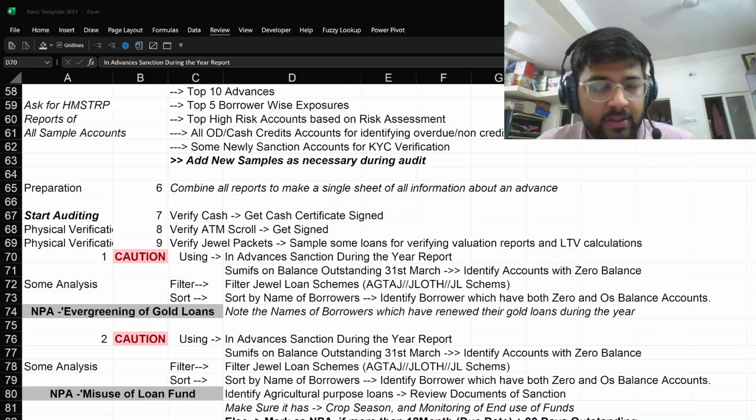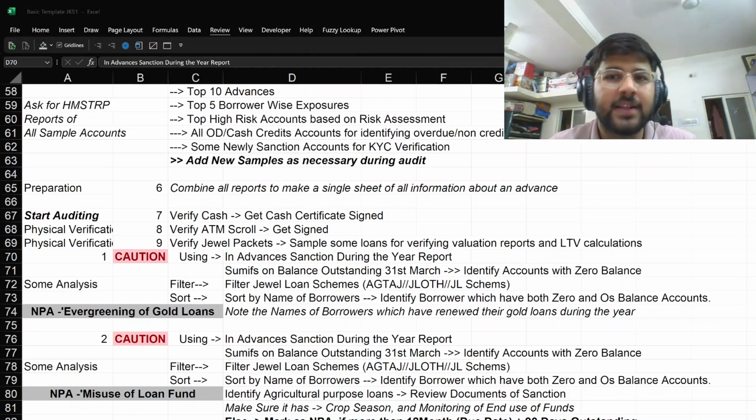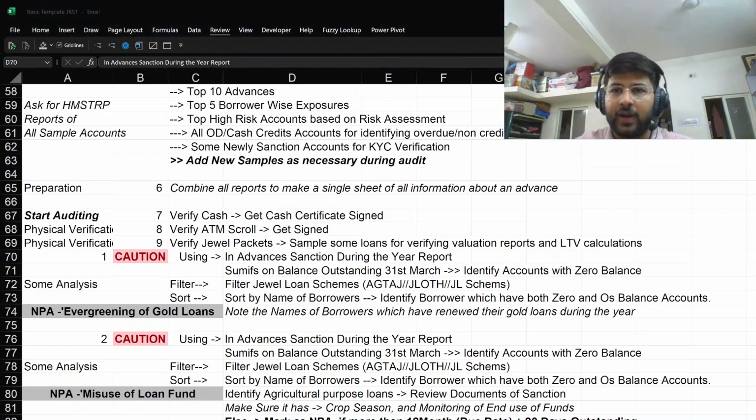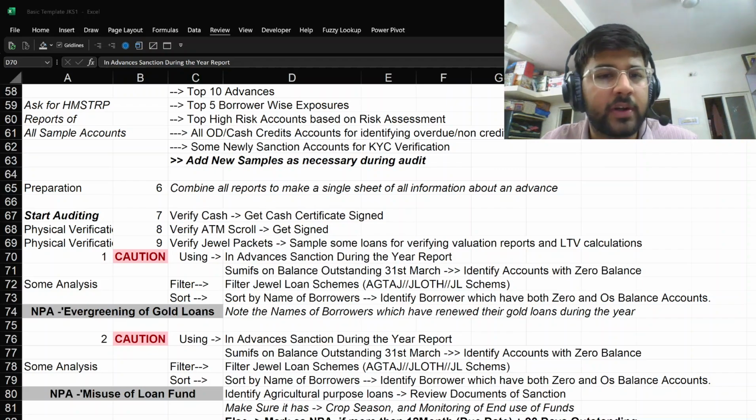And the second caution is, once you do the same trick, you should identify jewel loans which are used for agricultural purposes, because usually jewel loans are personal loans, but if they are used for agricultural purposes, there should be some backing that the borrower is an agriculturist and the end use of funds is for agriculture purposes only. So you have to identify whether it has a crop season in the sanction and whether the branch has monitored the end use of funds. If there is any misuse of funds, you can report it as NPA as well.